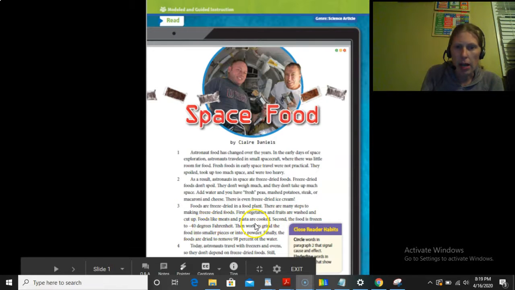Foods like meats and pastas are cooked. Second, the food is frozen to 40 degrees Fahrenheit. Then workers grind the food into smaller pieces or into powder. Finally, the foods are dried to remove 98% of the water.